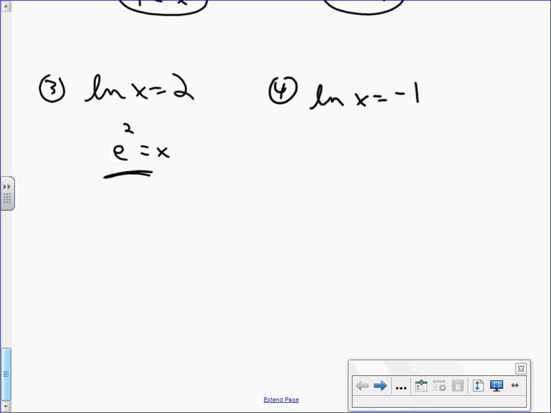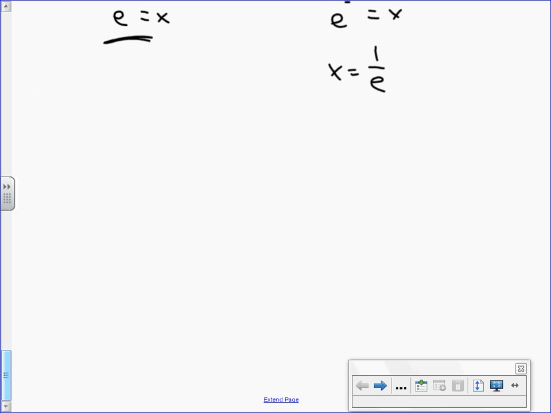The ln of x is equal to -1. Again, rewrite it in exponential form. e to the -1 equals x. In other words, x equals 1 over e. That's an exact answer. It's 1 over 2.7. It's in the general vicinity of 1/3. Not exactly 1/3, but it's kind of close to 1/3. Again, you could pop that in the calculator if you needed a decimal approximation for it.